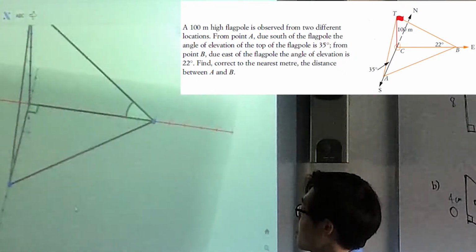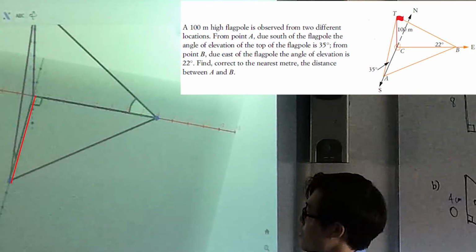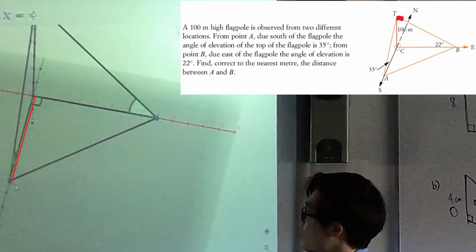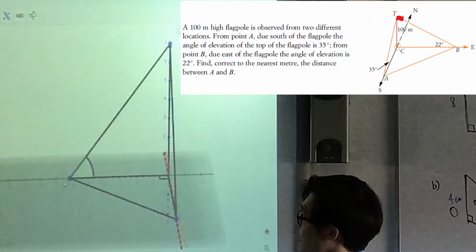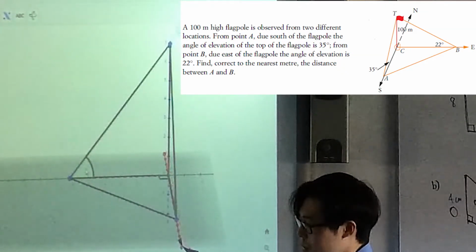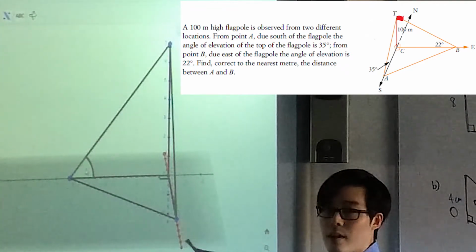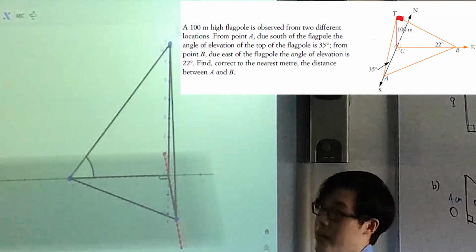Let's look at it from the top. Can you see this is the flagpole and that's due south of the flagpole? Due south of the flagpole where that green right angle sign is, that's point A. That's what they're saying. From point A, if you look up to the flagpole, what does it say the angle of elevation to the top of the flagpole is? 35. So that's 35 degrees from point A if you look up to the flagpole.